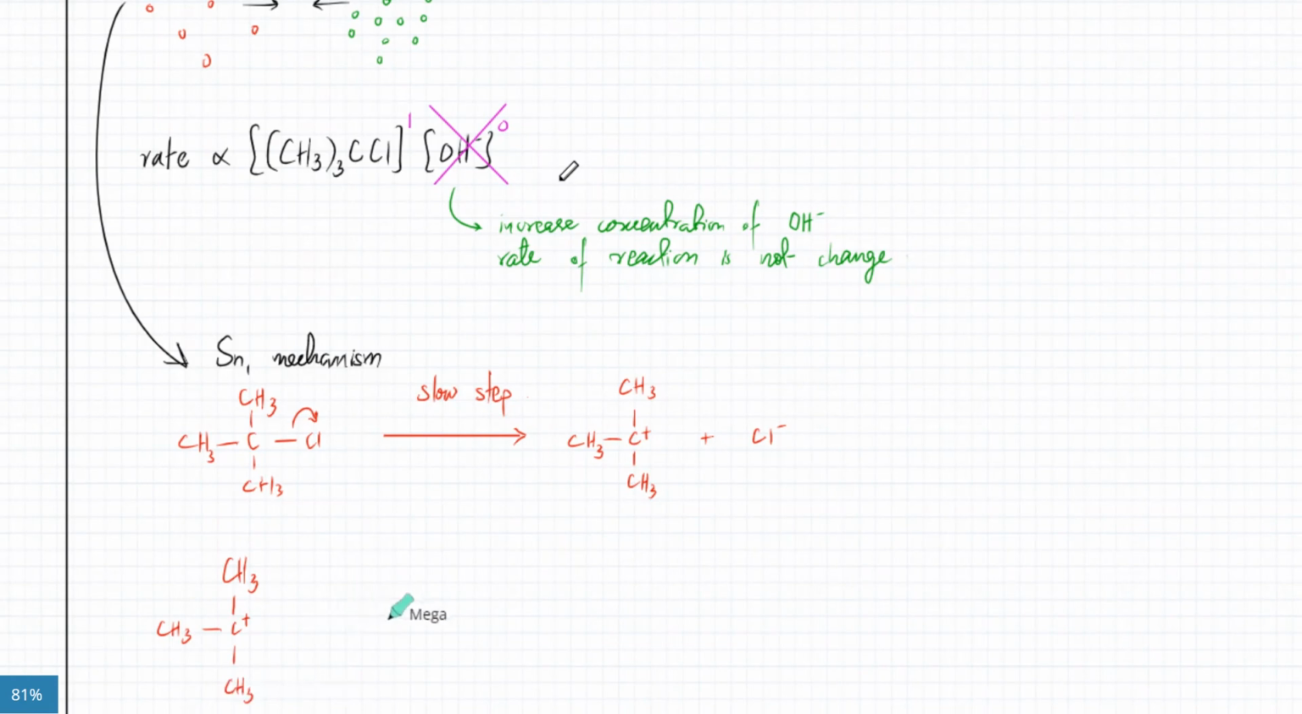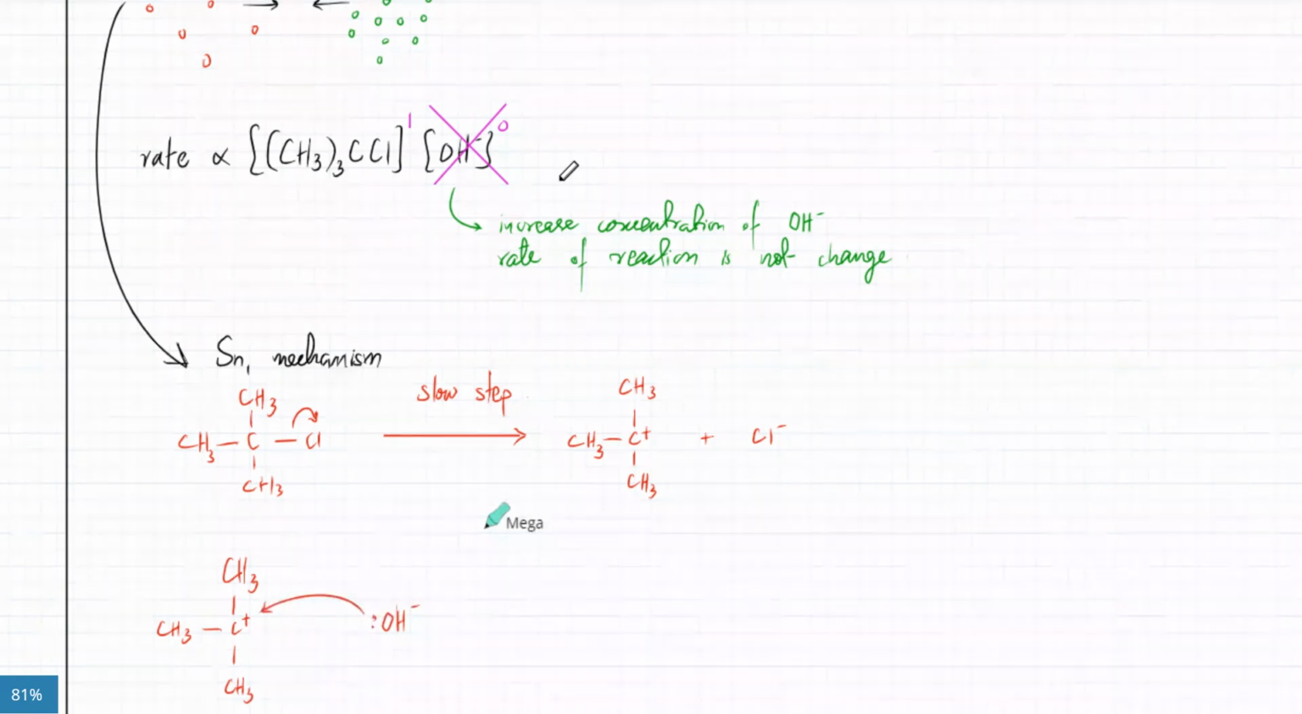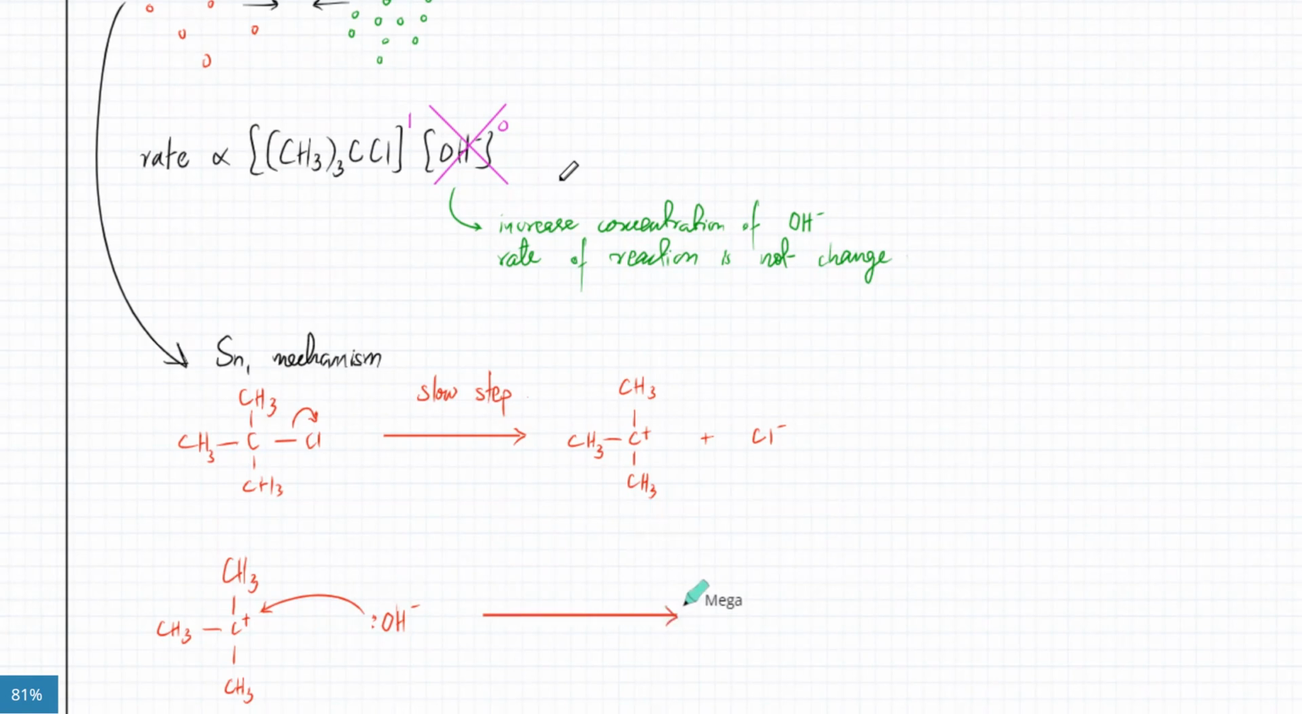So the OH minus 1 is now coming in. That's your nucleophile. And it comes and attaches. I said, no point in understanding the mechanism at the moment. I'm just drawing the mechanism. This one is a fast step.